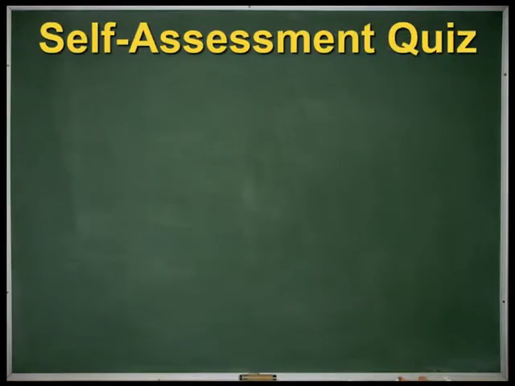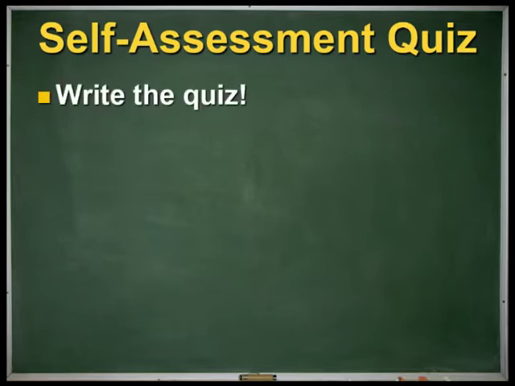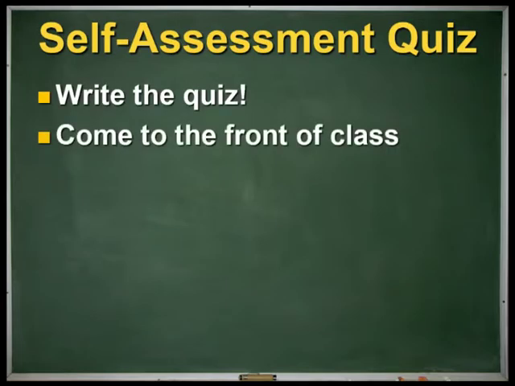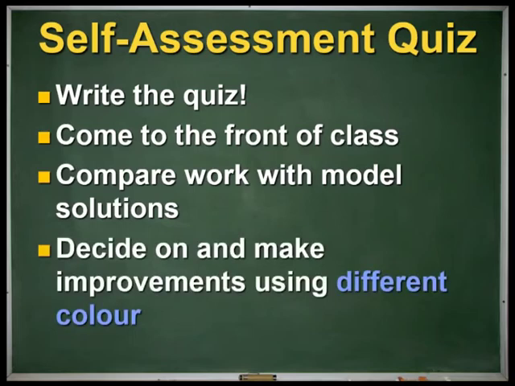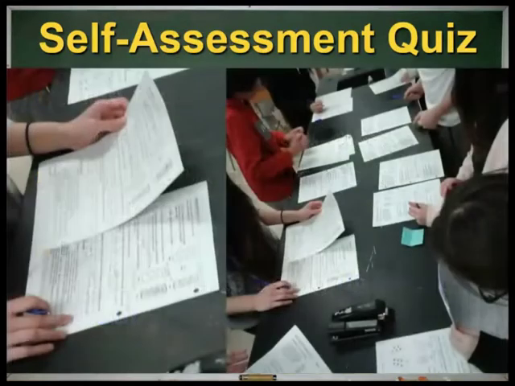Now, we also build a self-assessment element into our quizzes. We have the students write the quiz, then they come to the front of the class, and there they compare their work with model solutions that I've provided for them. And they have to decide what elements of their work need to be improved based on those models. And they have to make those improvements using a different color, being sure that their original work is still visible.